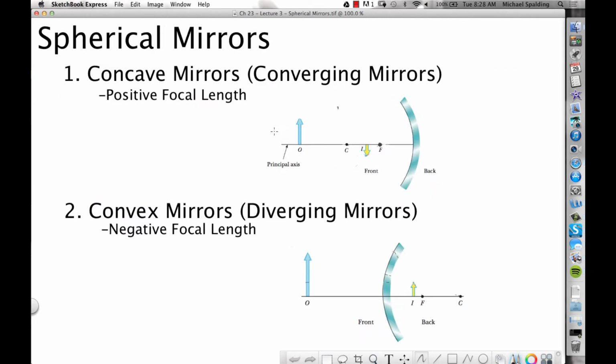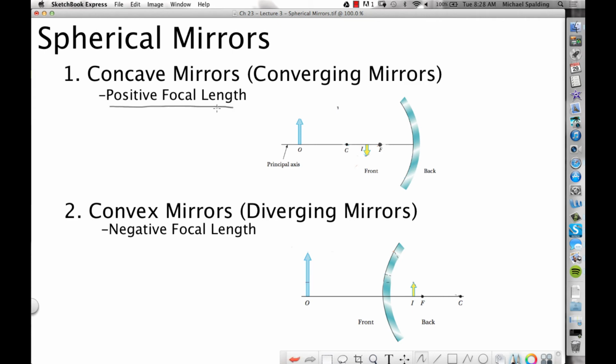As we've said, we call them spherical mirrors because they came from a sphere. There are two types of spherical mirrors. We have concave mirrors, like this diagram here, where the shiny side is on the concave side. And then we have convex mirrors, where the shiny side is on the convex side. Now, for concave mirrors, the focal length is positive.